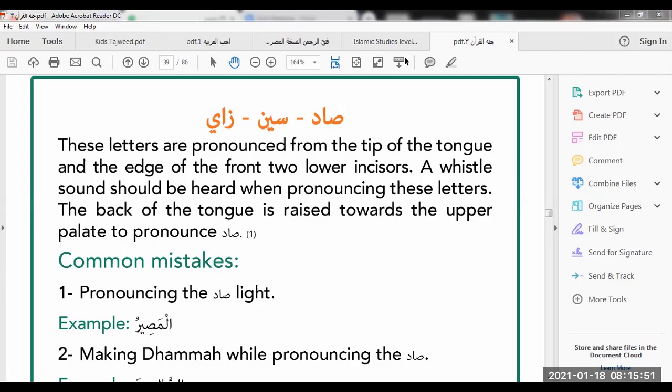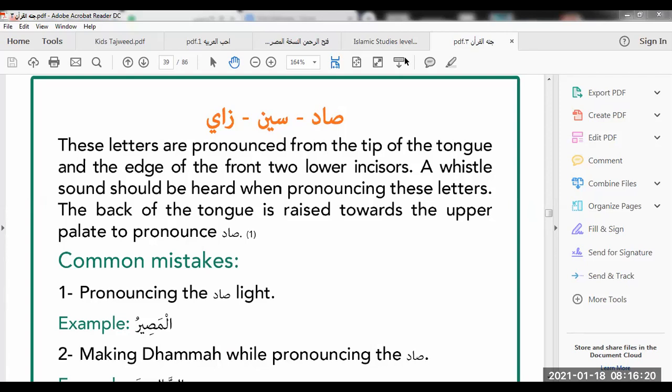Yeah, I know the Safir thing. The confusing part is when you pronounce them. I will explain every letter and the difference between every letter. These three letters come from one place: the tip of the tongue and the edge of the front two lower incisors.